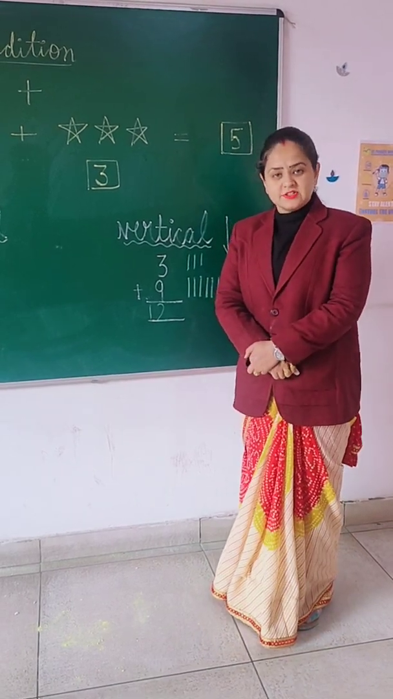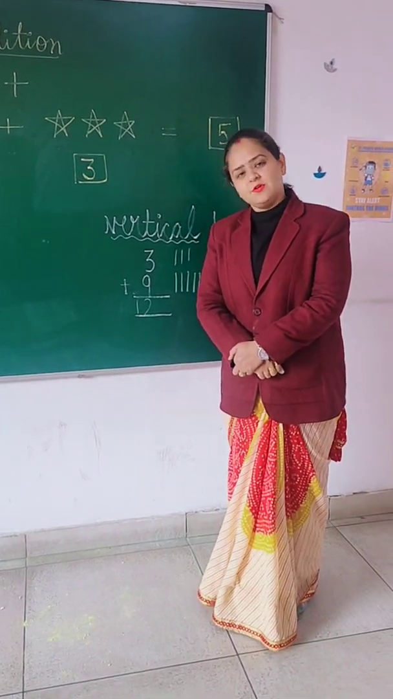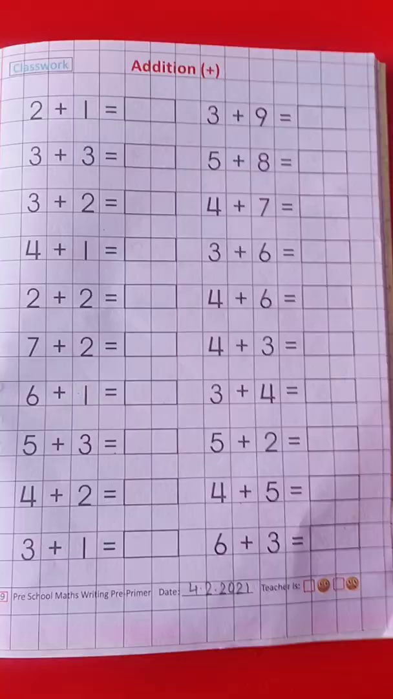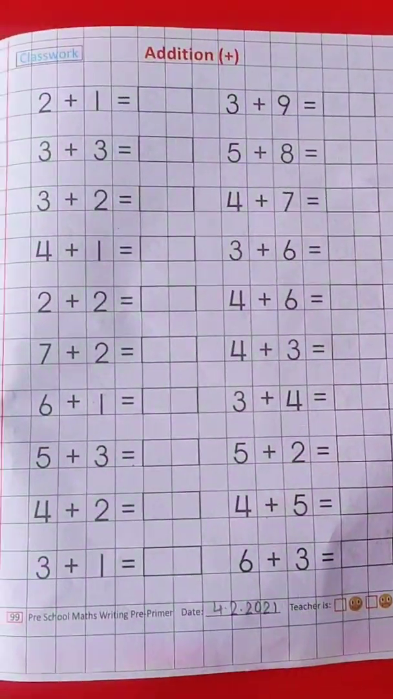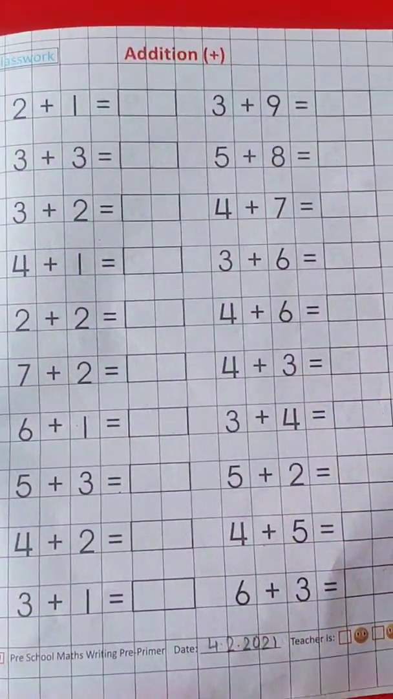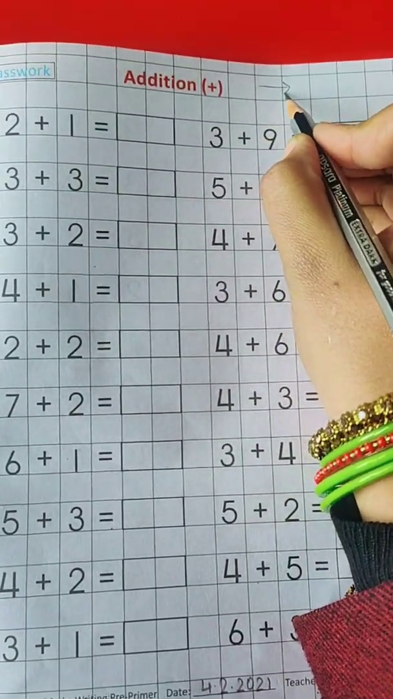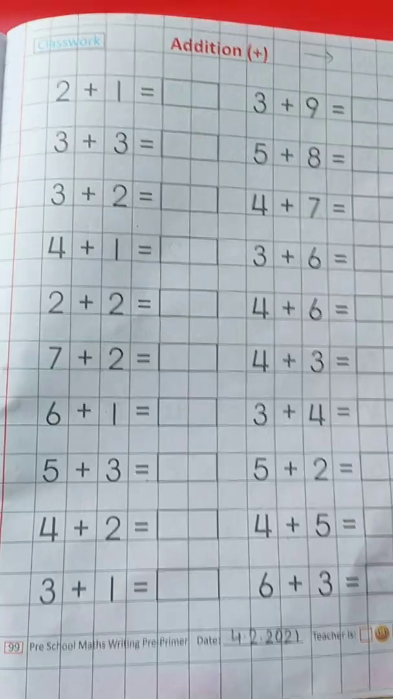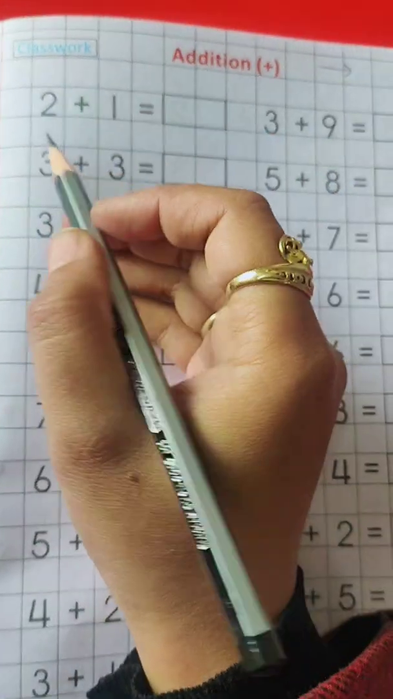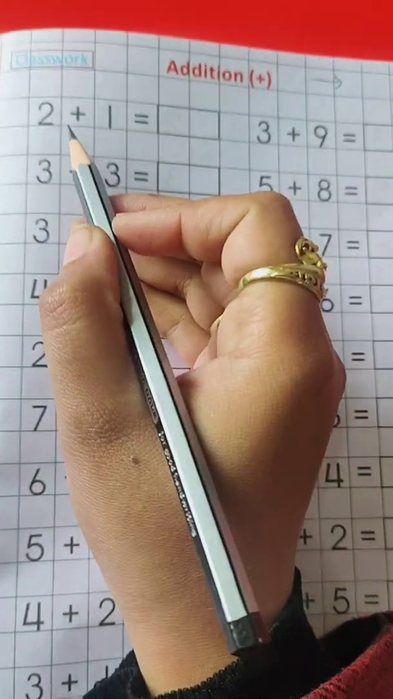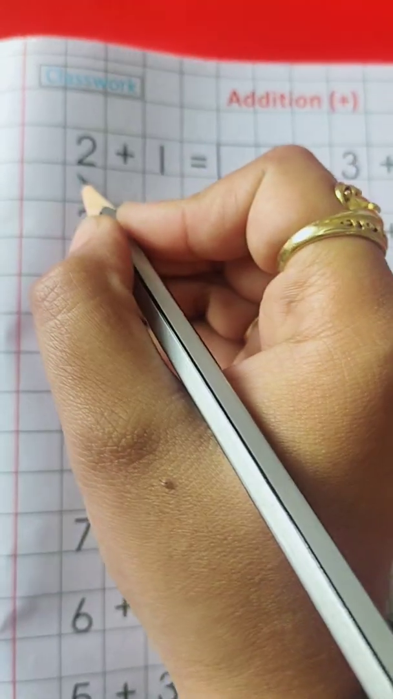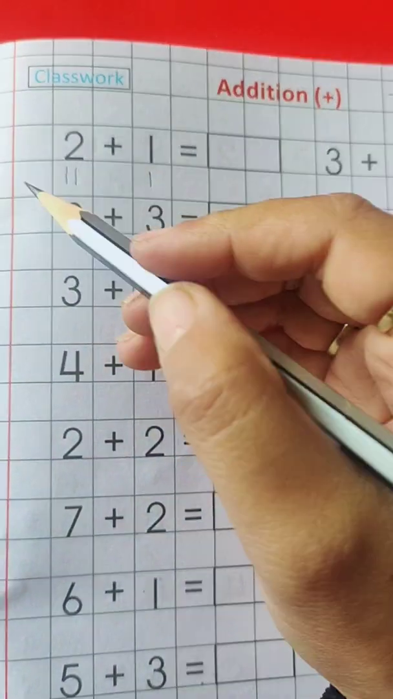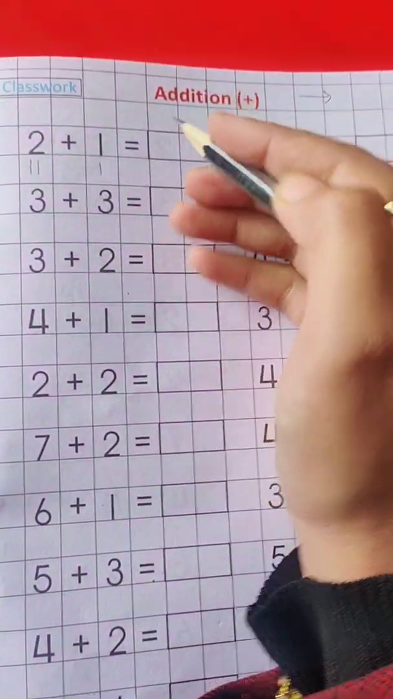Now for more practice children, we are going to do it in our notebook. Students, take out your preschool mathematics writing notebook and come to page number 99. Children, firstly we are going to do horizontal addition where the numbers are given in one single line. Children, first numbers are 2 and 1. We have to add them. So first of all we will make 2 lines and here 1 line. The answer will be 3.